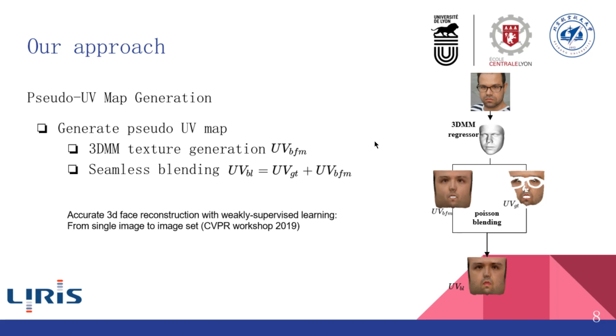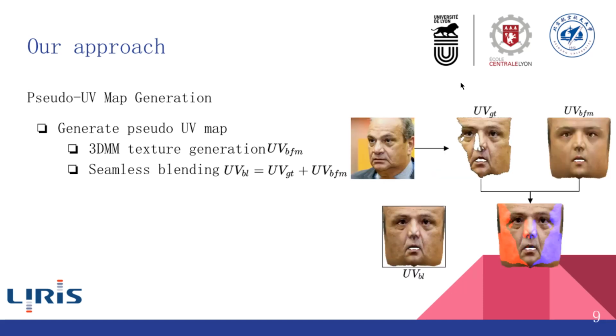Next, we use Poisson blending to seamlessly blend the two. The right figure shows the blending process. Since the UV map is symmetric, we can leverage this property. We perform two rounds of Poisson blending. The first time blends the incomplete UV map to the 3D morphable model generated UV map, and the second time blends the flipped UV map to its symmetric missing parts, as illustrated by the red part and the blue part.